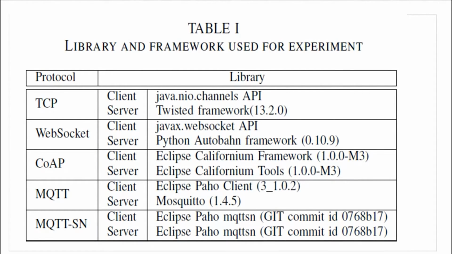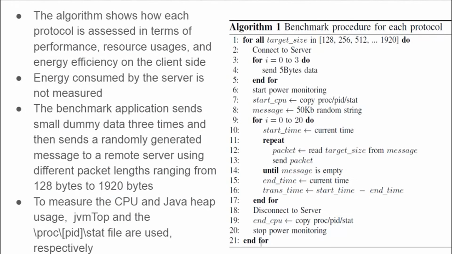The provided table looks at the various protocols and the libraries which are used in the experiment. The algorithm shows how each protocol is assessed in terms of performance, resource usage, and energy efficiency on the client side. The benchmark application sends data to a remote server using different packet lengths ranging from 128 bytes to 1920 bytes.